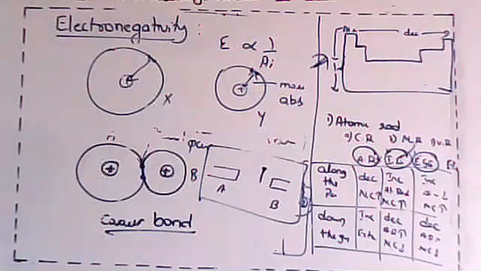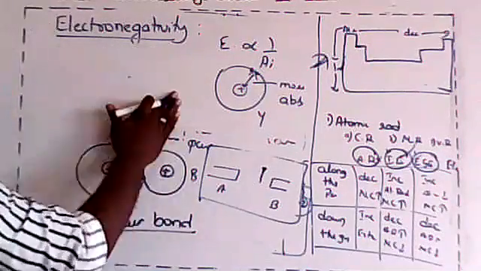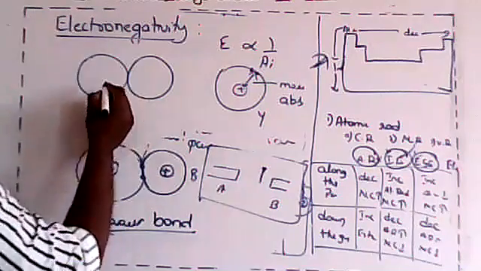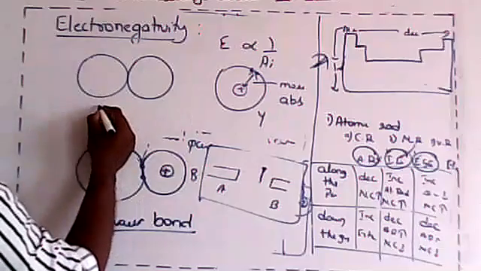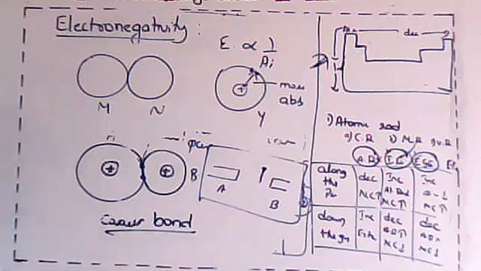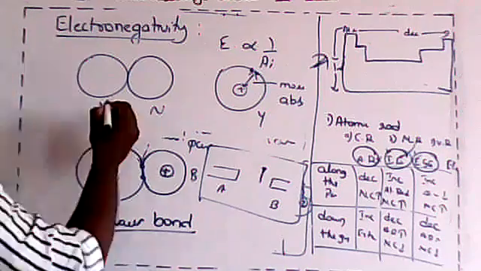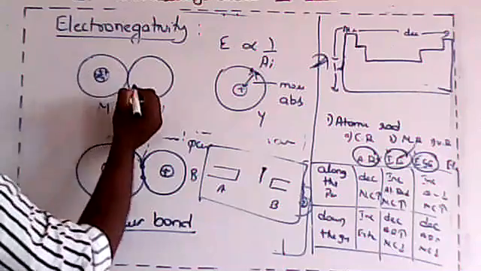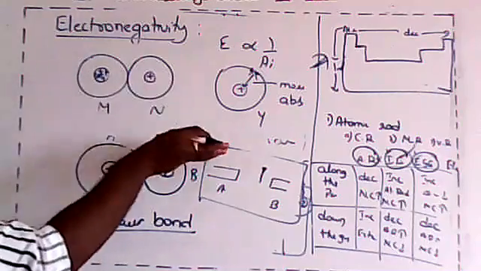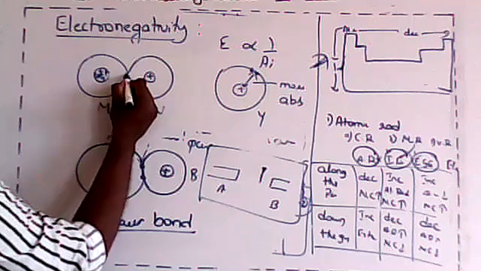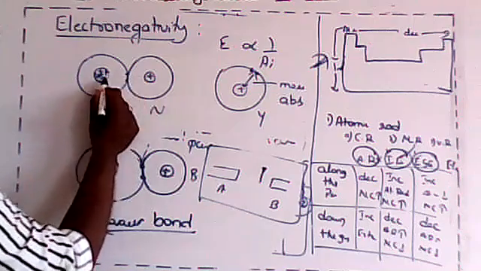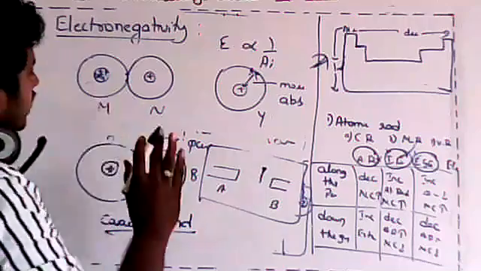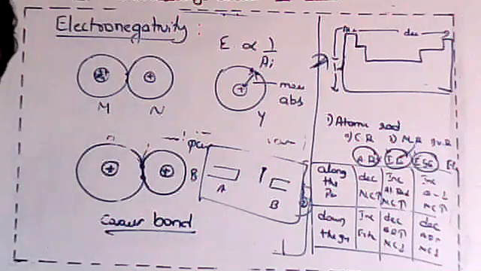Got it? And if the two atoms are of the same size, dear students, now also you should answer. Two atoms are there, M and N. This one has a nucleus which is very, very powerful, and this one has a nucleus which is less powerful. But the distance between the shared pair and the nucleus is the same. So now can you tell me which of M and N has more capacity?